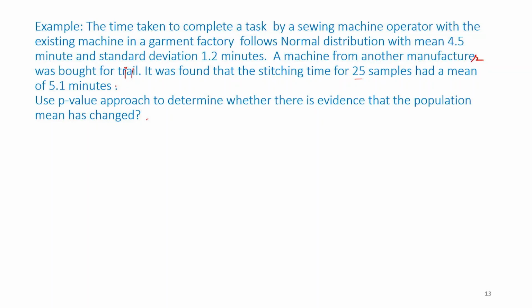So for a sewing machine operator, the mean time earlier with one machine was 4.5 minutes, and the standard deviation was 1.2 minutes. Then he is given a new machine, made by a different manufacturer, and it is found that with 25 samples the average time came to be 5.1 minutes. Use the p-value approach to determine whether there is evidence that the population mean has changed or not. So we are comparing the means. H0 is mu equals 4.5 and H1 is mu not equal to 4.5.